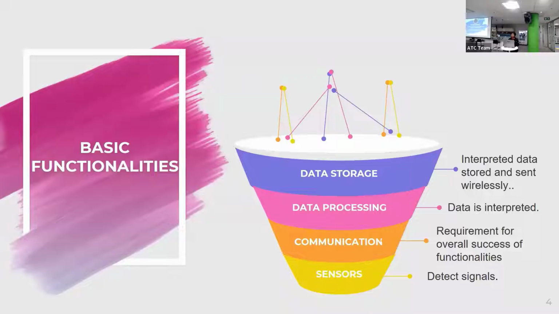So what exactly are the functionalities of a smart textile? There are 4 basic functionalities. The first is sensors. The fabric has to have sensors embedded in it that will be able to receive the signals from the environment. And secondly is communication. For the overall clothing to function, there needs to be communication between the clothing itself and the person.